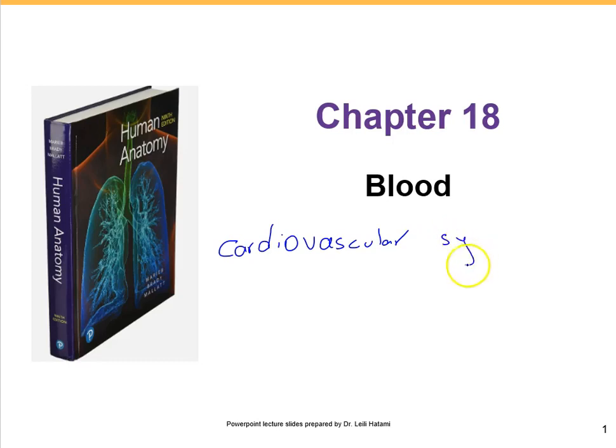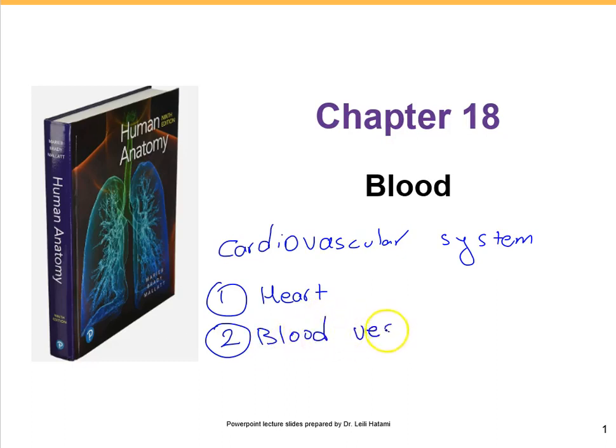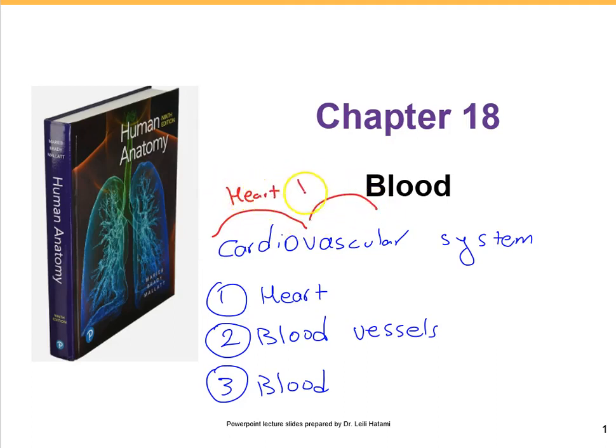The cardiovascular system is composed of the heart, blood vessels, and blood. Cardio means heart and vascular means blood vessels. We're going to learn about the heart in chapter 19 and blood vessels in chapter 20. And now in chapter 18, we're going to begin our study of the cardiovascular system by examining the blood.